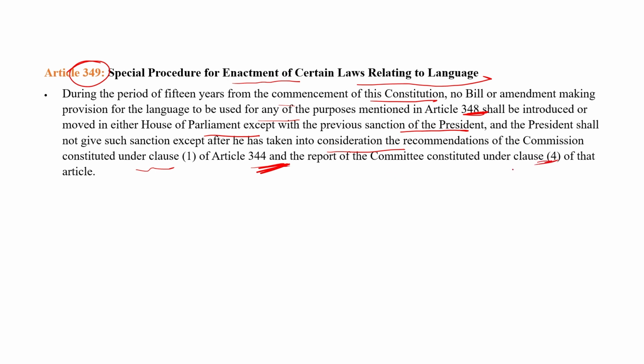Basically, during the period of 15 years after the commencement of the Constitution, no bill or amendment can be moved on the language under Article 348, meaning that apart from English, the other languages will not be used after the commencement of the Constitution for 15 years. It also explained the committee report under clause 1 of 344 and clause 4 of 344. So 349 deals with the special procedure for enactment of certain laws related to language only.